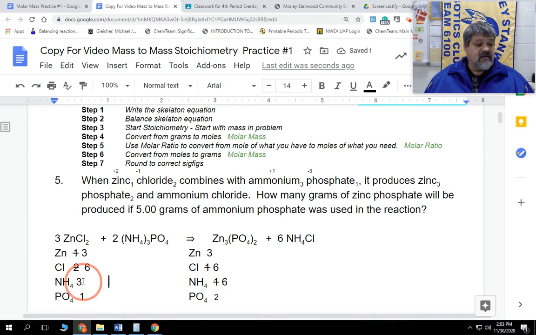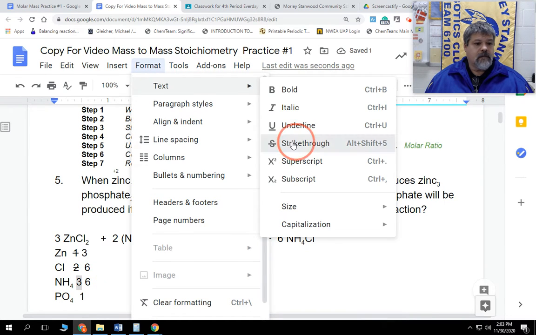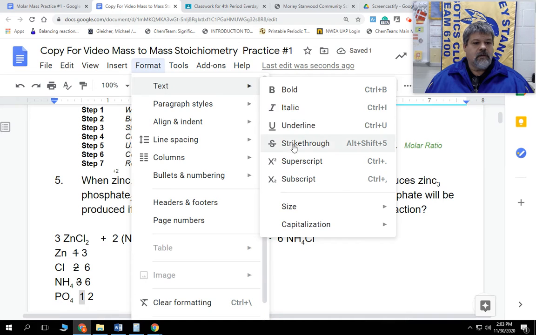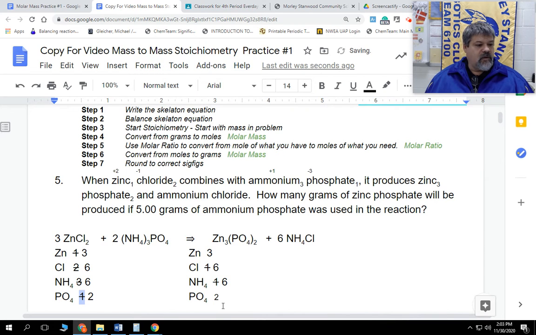That means that this is now 6. Okay, so I can get rid of this. But I also changed the number of phosphates. So now I have 2 phosphates. And if I go ahead and put that in, put 2 phosphates now and get rid of this one, I have 2, and that worked out that way.